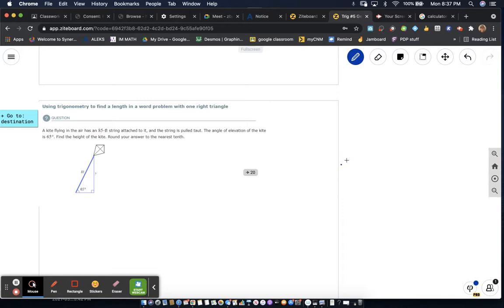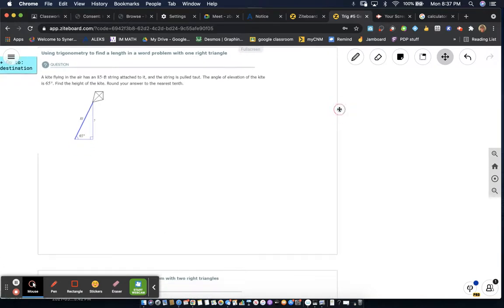Basically, it's going to be all the same. It's going to be about drawing your triangle, making sure you've named the sides and used the correct trig function. I'm going to enlarge this with just my pencil so that you see it's pretty easy to copy these down. 65, x, 85. All right.